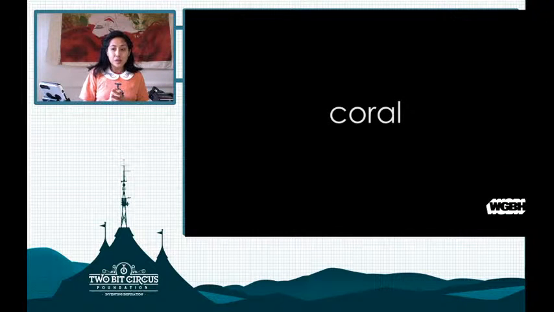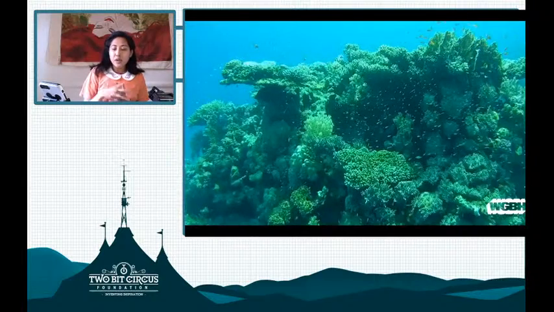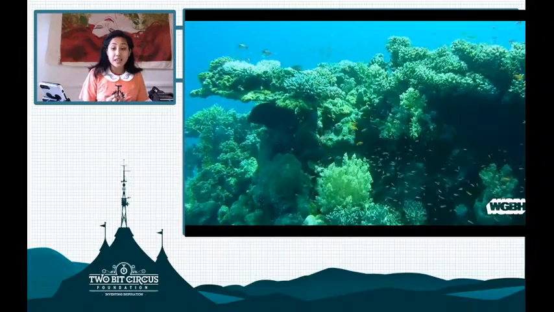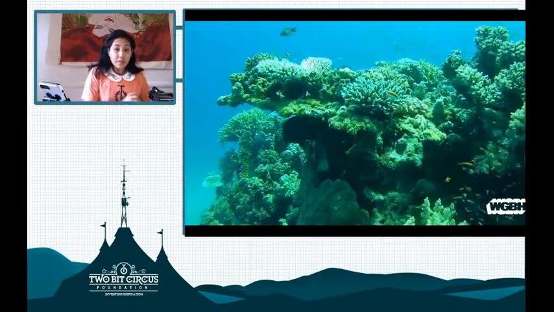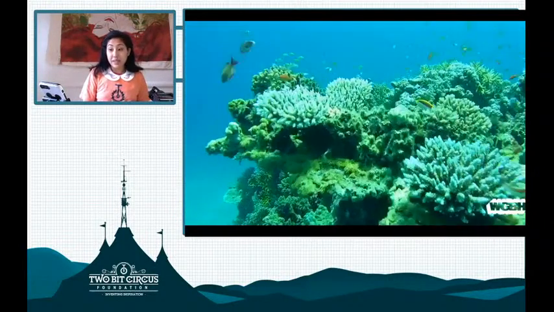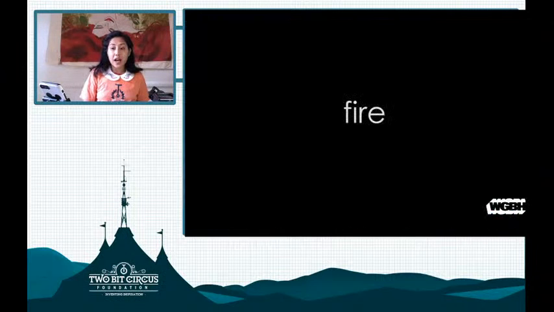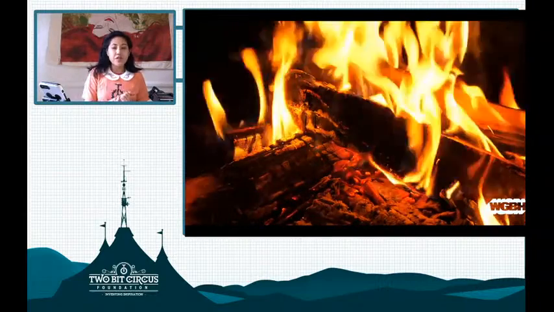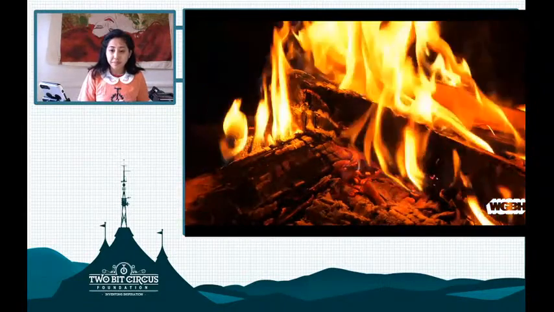Coral. Well, coral technically doesn't move. We don't see it, but coral is living. It does have nutrients that it needs. So I'm going to say coral is living because it definitely can die. Fire. Fire has movement, and fire produces energy, but I'm pretty sure fire is non-living.